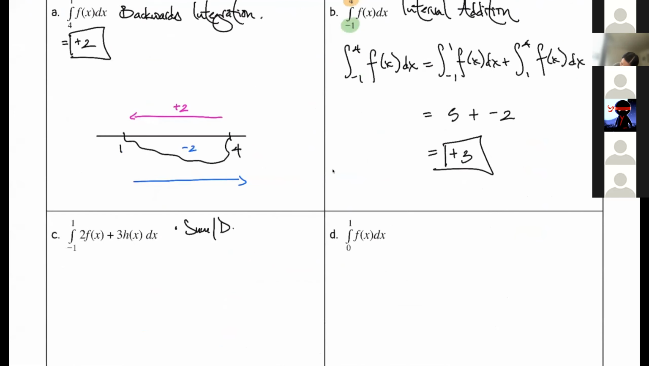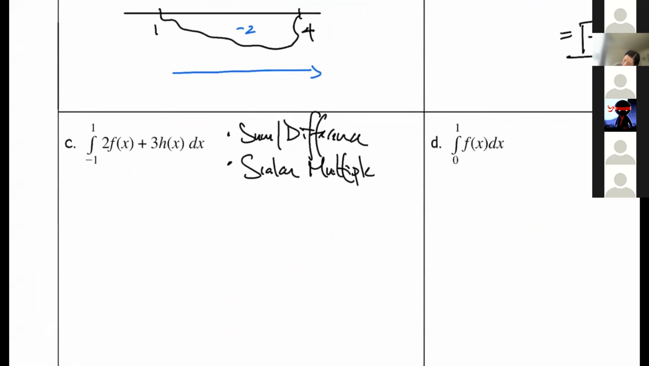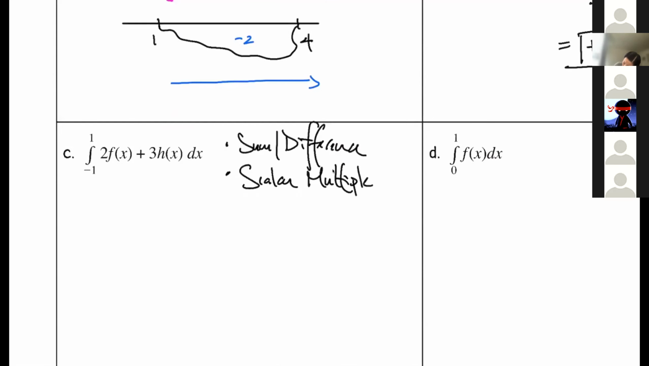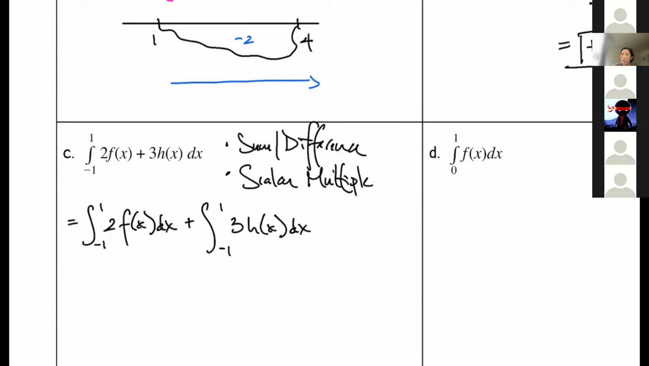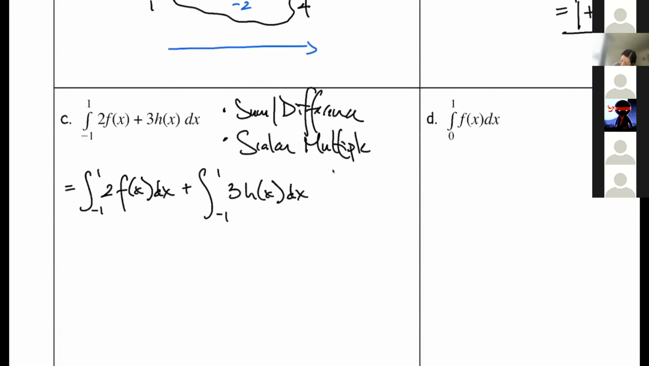Some difference and scalar multiple. Right? And so if we were to apply those, we could break this up into two different integrals. So this would be 1 plus the other one. So this would be the sum difference rule. And then I could apply the scalar multiple and do something like this.